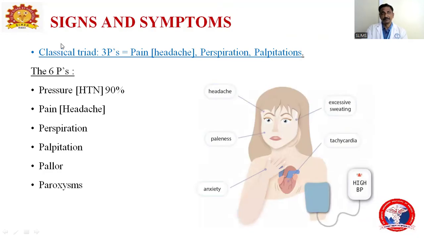Signs and symptoms. Classical triad, that is 3 P's, related to pheochromocytoma are pain, that is headache, perspiration, that is increased sweating, and palpitation, increased heart rate. Hypertension occurs in 90% of the patients, and headache, perspiration, palpitation, pallor, and paroxysm occur in pheochromocytoma patients.